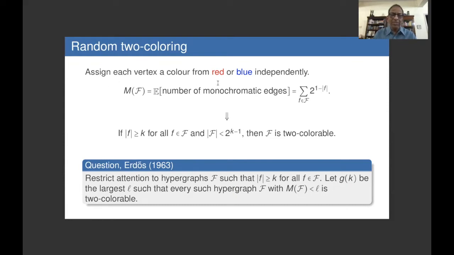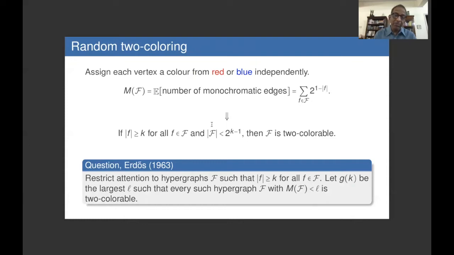You assign to each vertex a color red or blue independently, each with probability half. Then the expected number of monochromatic edges is given by this expression. So if all the edges of the hypergraph have at least k vertices, then this expression would be the number of edges in this hypergraph times 2 to the power negative (k minus 1).